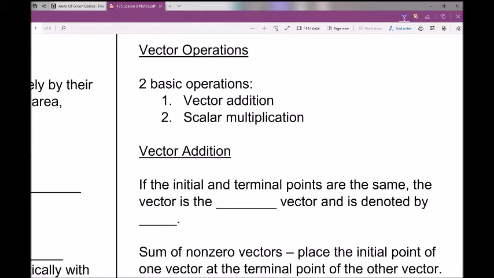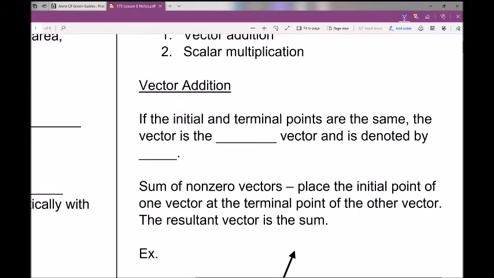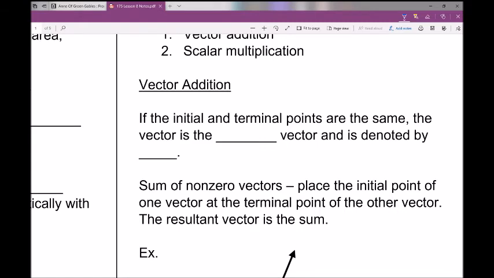So with vector addition, if the initial and terminal points are the same, the vector is the zero vector.